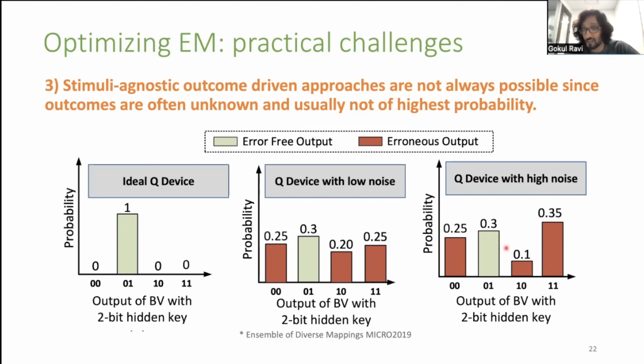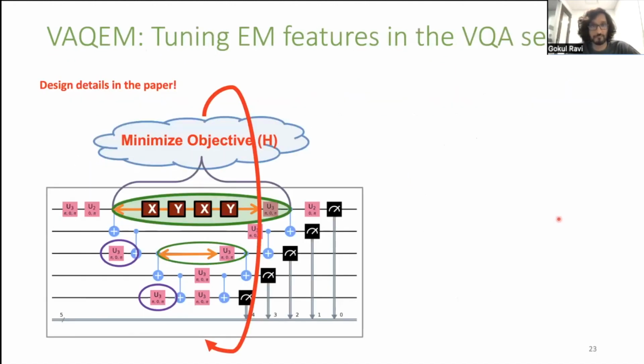But if you look at the graph to the right, you can see that when the noise is higher, this correct answer is not even the one with the highest probability, right? In this case, the highest probability is this 1-1. So just trying to boost this highest probability is only going to worsen the fidelity of your circuit because you're boosting the wrong answer, right? So clearly there are a lot of challenges to optimizing these error mitigation techniques.